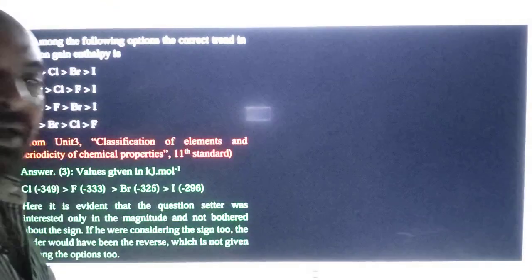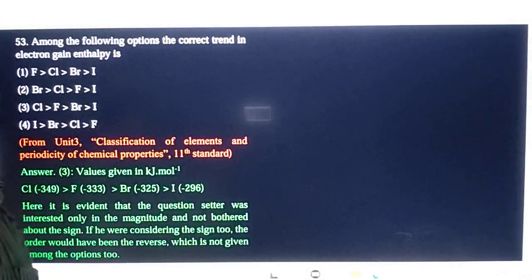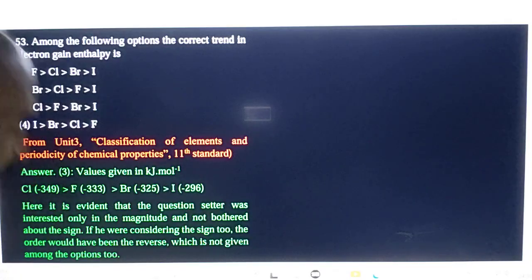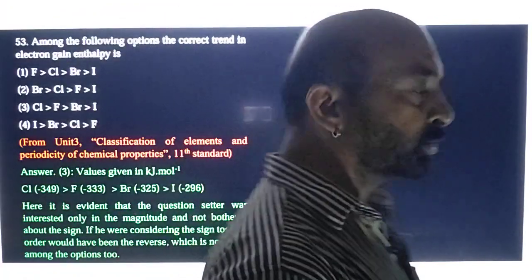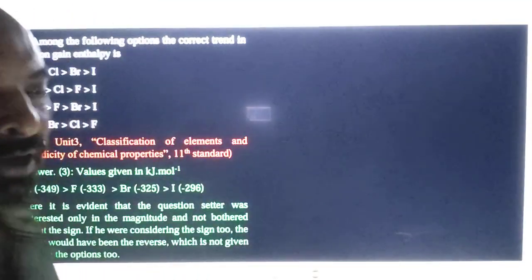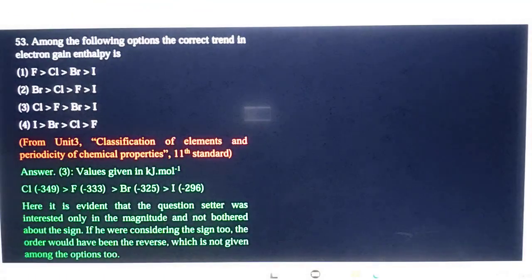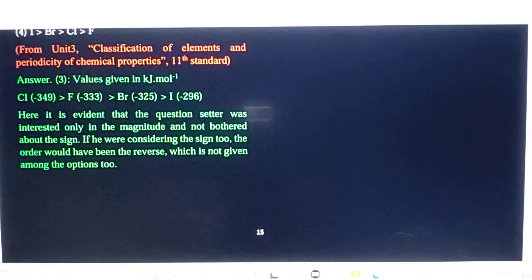Their values are in our 11th standard textbook: the value of chlorine is minus 349, fluorine is minus 333, bromine is minus 325, and iodine is minus 296. Okay, so the order is chlorine greater than fluorine greater than bromine greater than iodine. Remember that. Okay.